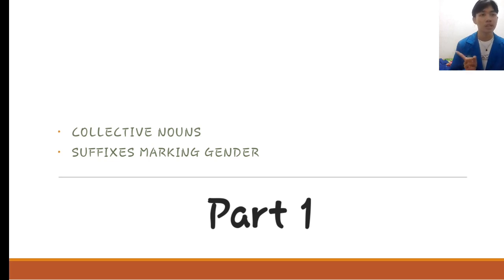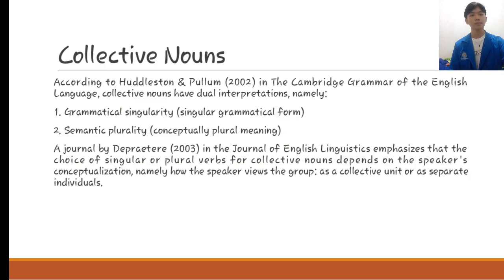The first, we have collective noun and suffixes marking gender. Collective noun. According to Leston and Fallah 2002 in the Cambridge Grammar of the English Language, collective nouns have a dual interpretation, namely, the first we have grammatical singularity or singular grammatical form. Second, we have semantic plurality or conceptually plural meaning.